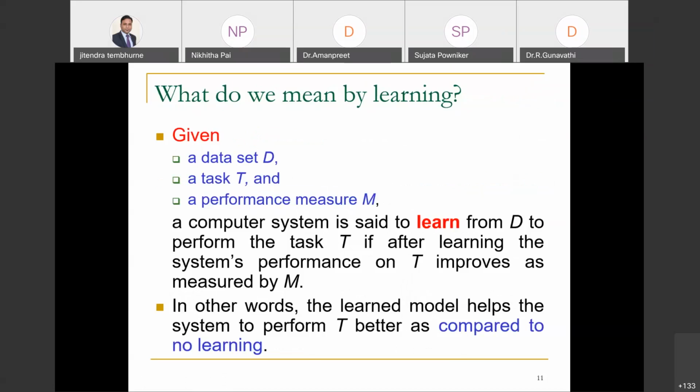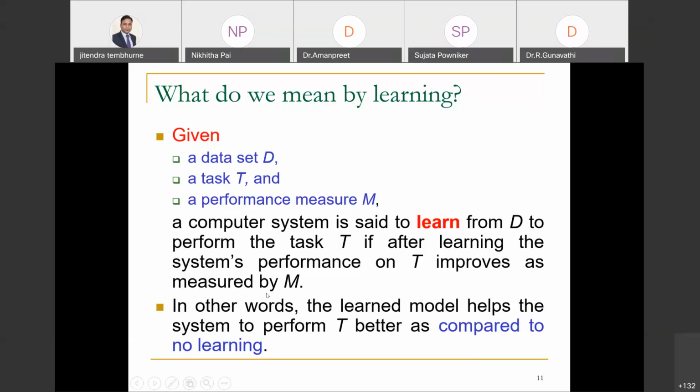Now moving on, what do we mean by learning? Supervised learning is all about how well the model learns. Let's say we are given some data set D, and we want to perform some task T and measure the performance, which is M. These are the givens. The measure can be accuracy. There are other measures as well that we will see after these slides. So the data set is given, which is D, some task we need to perform, and we need to record the performance of that as M.